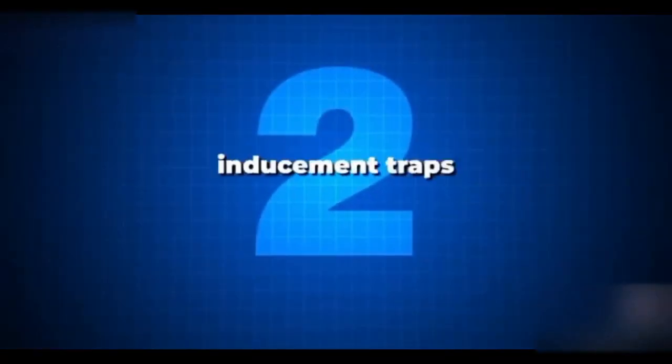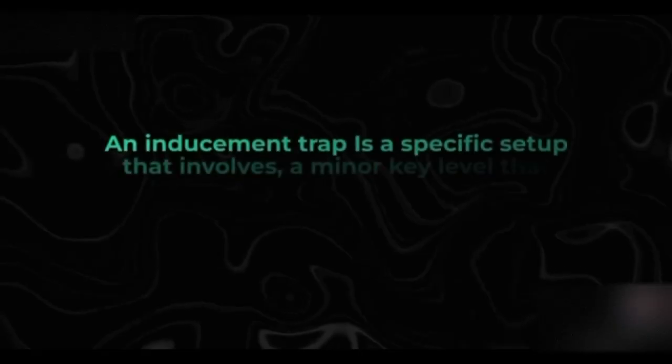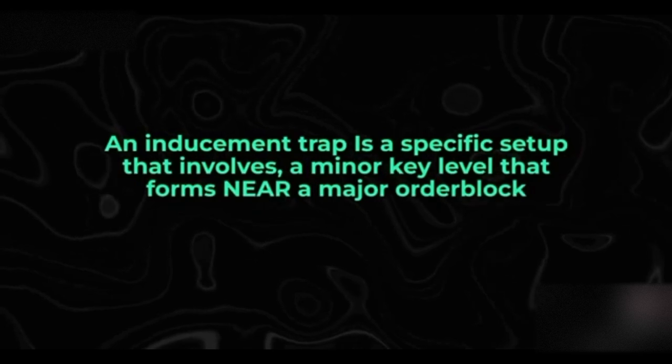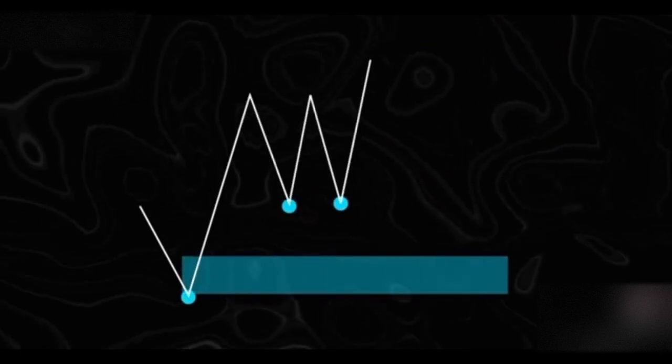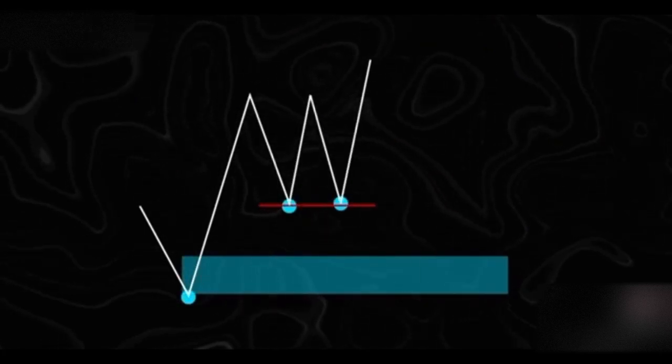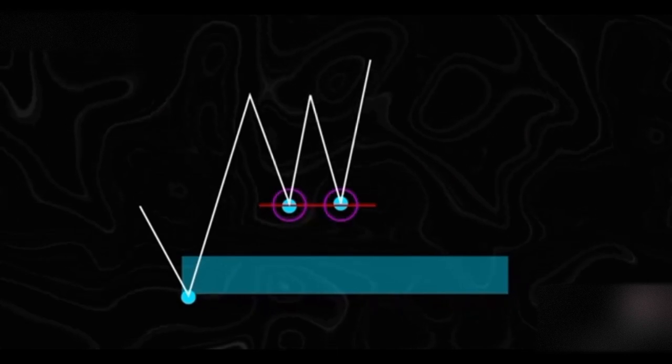Strategy number 2, inducement traps. An inducement trap is a specific setup that involves a minor key level forming near a major order block. Take this example. We have a major order block forming below and a minor key level forming above it due to multiple rejections.